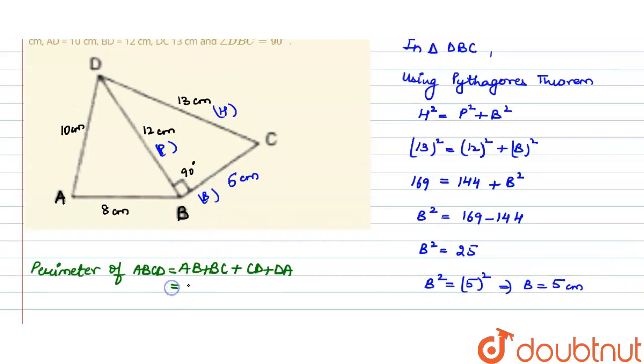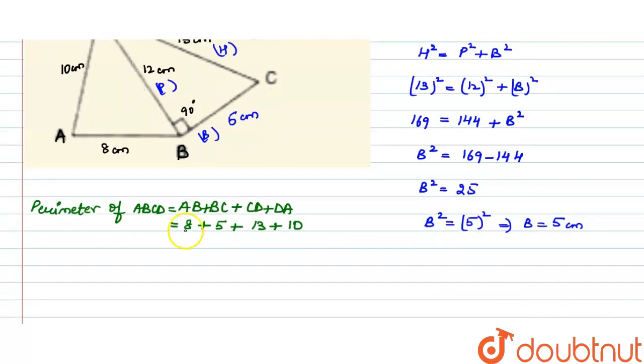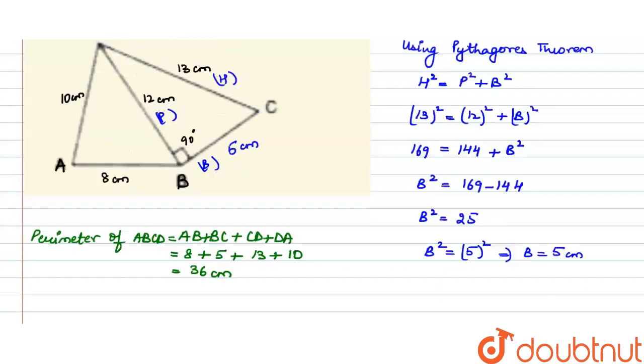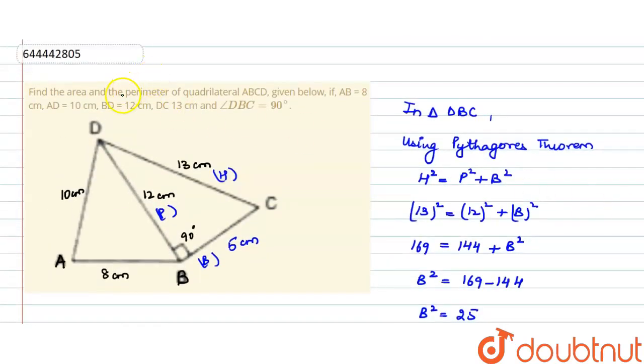So AB is given to us 8 centimeters, BC we just find it as 5 centimeters, CD is equals to 13 centimeters, and DA is 10 centimeters. So when we sum up all this, this will come out to be equal to 36 centimeter. So we got one of the part, that is the perimeter.